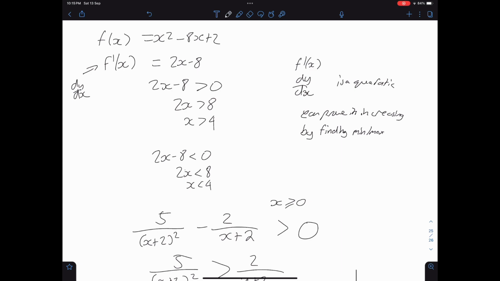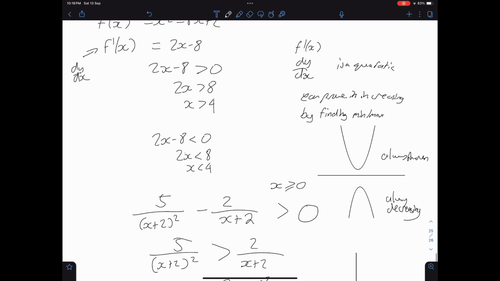You could also do discriminant to show it never crosses, and then you explain by saying whether it's U-shaped or N-shaped that it will be increasing or decreasing. Because if it's U-shaped and doesn't cross the x-axis, that'll be always increasing. But if it's N-shaped and doesn't cross the x-axis, it's always decreasing.